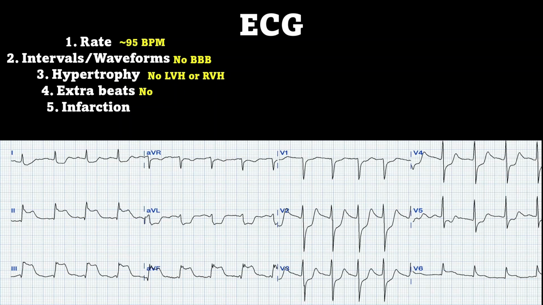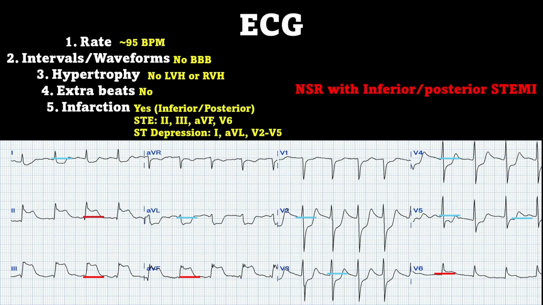And finally, we're looking for infarction. Yes, there is. So there is ST elevation in 2, 3, AVF and V6, a little bit in V6, with ST depression in 1, AVL, V2 through V5. So this is going to be a normal sinus rhythm with inferior-posterior STEMI. STEMI just means ST elevation myocardial infarction.